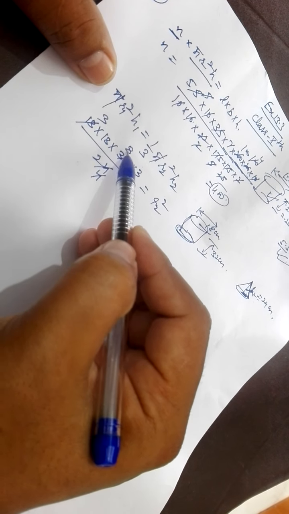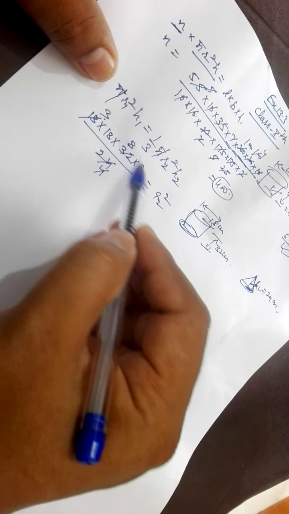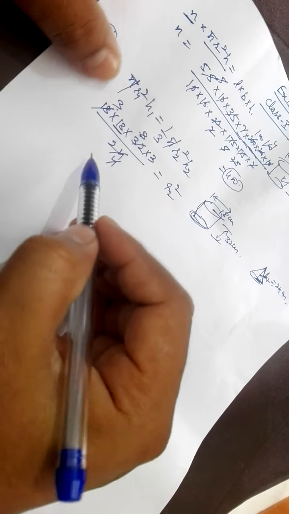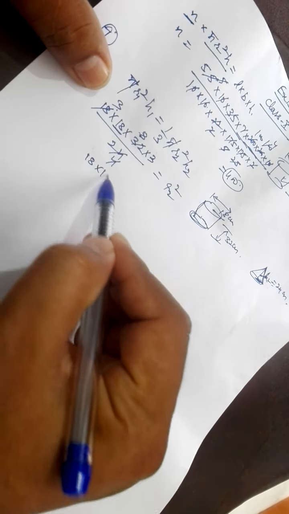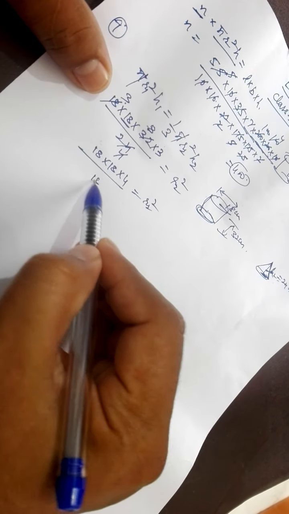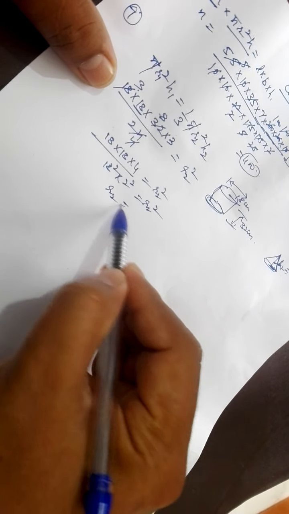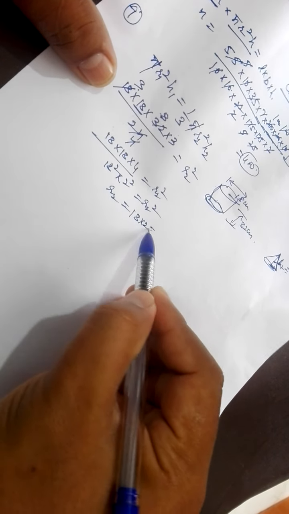Now this is what? 18. 3 3s are 9. 9 8s are 72. 72 means 18 into 18 into 4. r2 square, that is 18 square into 2 square is equal to r2 square, means r2 is equal to 18 into 2, that is 36.